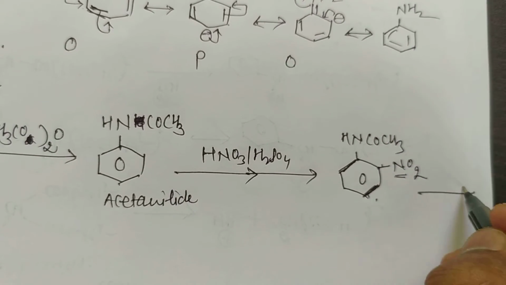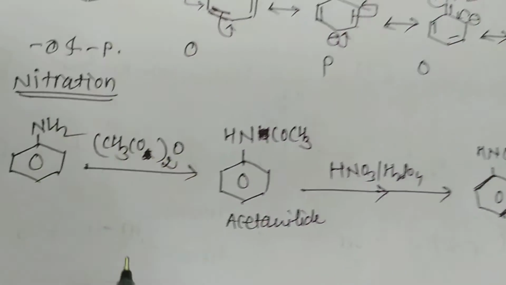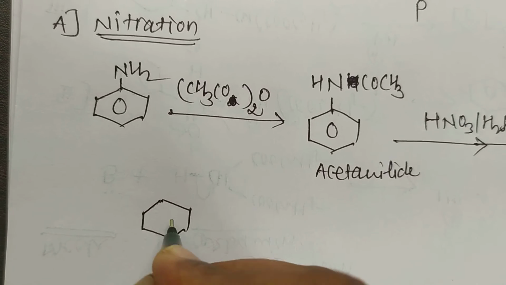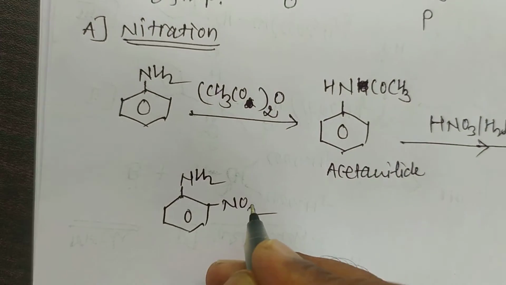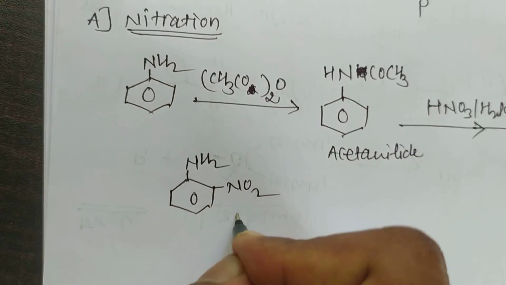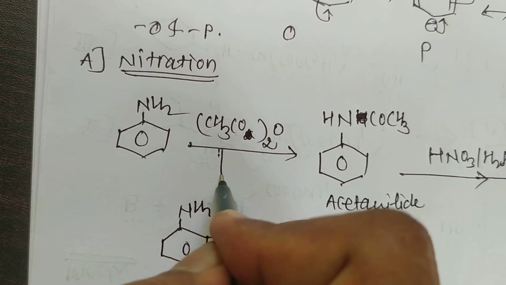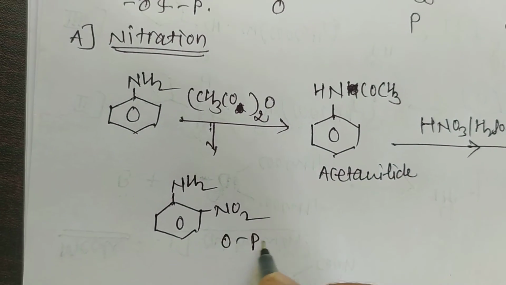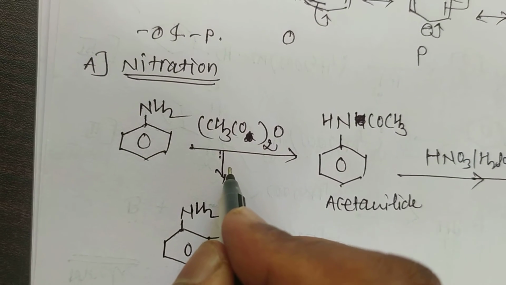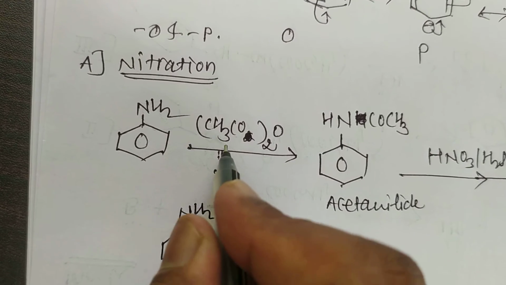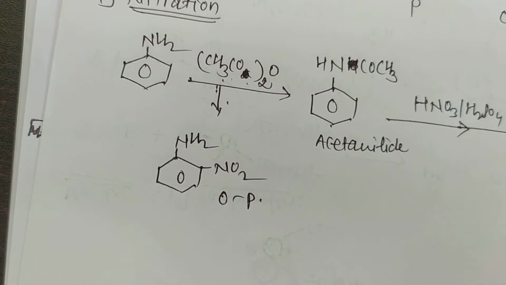And when this intermediate undergoes hydrolysis, then we can obtain NH2 NO2, means ortho-nitroaniline. Means when acid anhydride is used, then we can obtain the ortho product. And when we use acetic acid in place of acid anhydride, aliphatic acid anhydride, then we can obtain the para product.